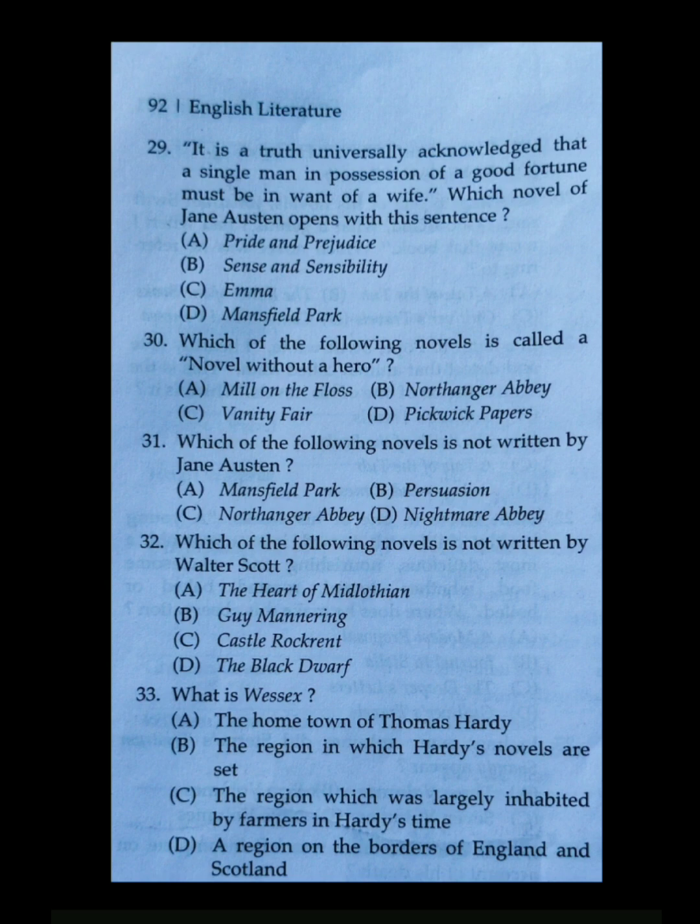It is a truth universally acknowledged that a single man in possession of a good fortune must be in want of a wife. Which novel of Jane Austen opens with this sentence? Here the correct answer is option A, Pride and Prejudice. So Pride and Prejudice is the novel of Jane Austen and it opens with the sentence, "It is a truth universally..." Okay. Here option A is the correct answer.